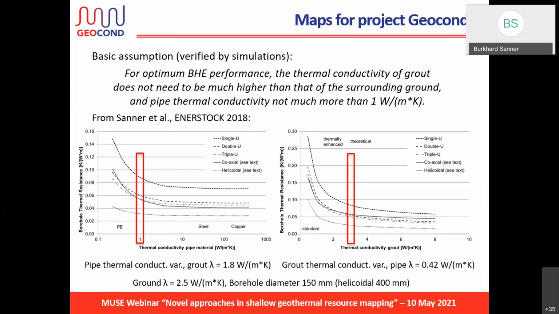You see, that's the regions where we want to go. If you're increasing the thermal conductivity of the pipes, as in the left, or the grout conductivity in the right, the additional reduction in thermal borehole resistance is less and less. So there is some value that is, let's say, practically viable. This was calculated with a ground thermal conductivity of 2.5 watt per meter Kelvin at that time.